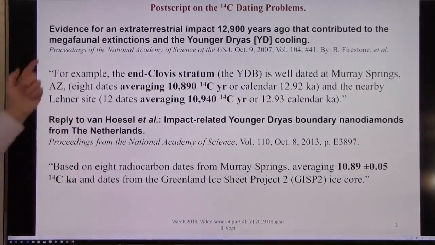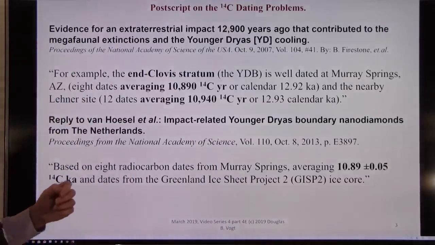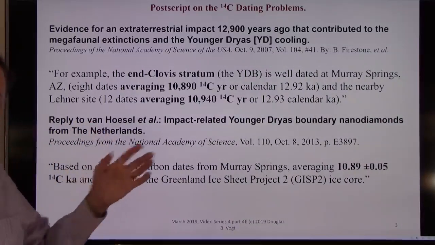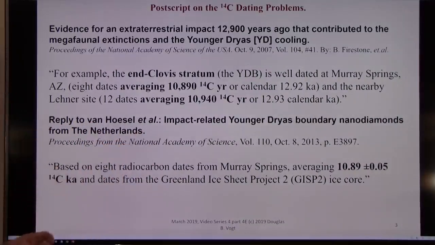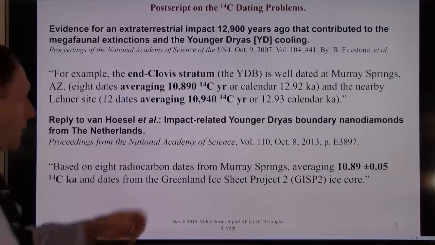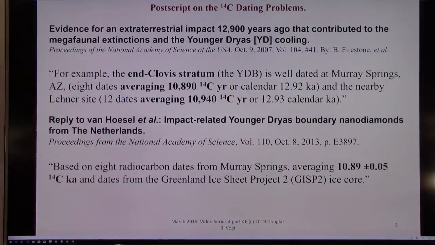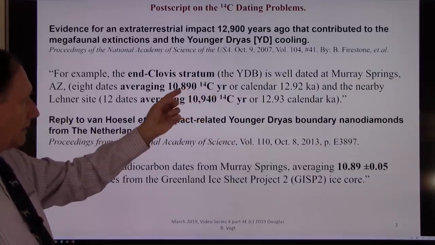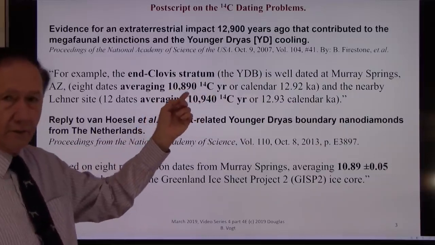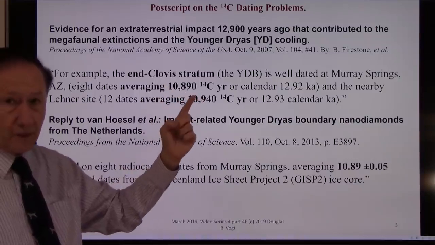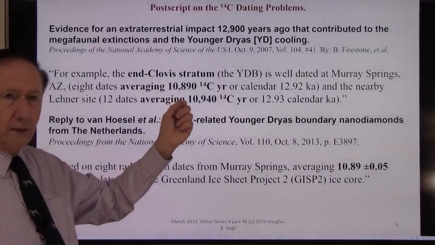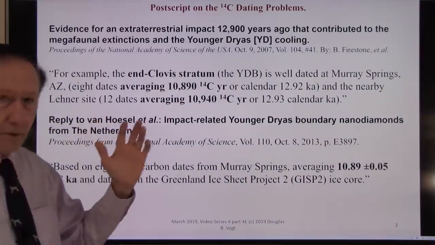So I'm going to quote some of the things. This was evidence of an extraterrestrial impact 12,900 years ago. So they're all off about 1,000 years on both sides. For example, the Clovis stratum, Younger Dryas boundary, is well dated at Murray Springs, Arizona. Eight dates average 10,890 carbon-14 years. Now, this would be a period younger than the reversal that I'm saying happened roughly 12,000 years ago. So why are they getting a date that's roughly 1,000 years newer than it should be? That's what I'm going to go through here.